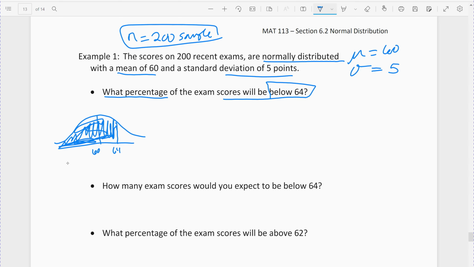Just to give you an idea of what number you should come out with, because you should always make number sense, right? 64 is less than 1 standard deviation. If I did 1 standard deviation away, that would put me at a 65. So I know that it's going to be a positive number slightly less than 1. 1 would be 1 standard deviation away.